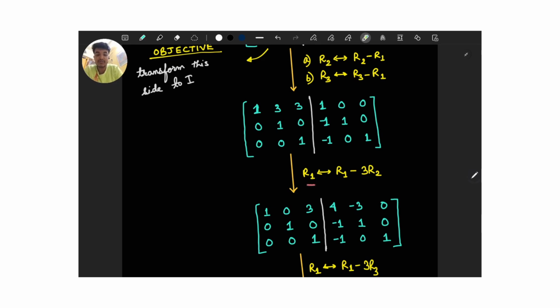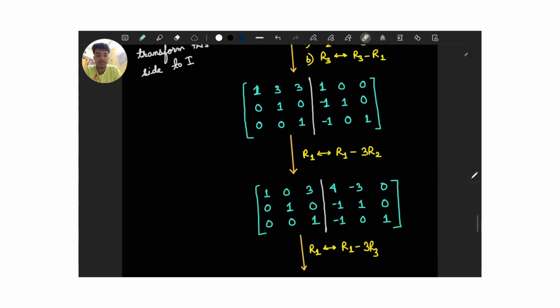First we transform the first row into R1 minus 3 R2 to make this element 0. After accomplishing this elementary row operation step, we find that the matrix gets converted into this augmented matrix. So we see that this is very close to I now. We just have to make this element 0.